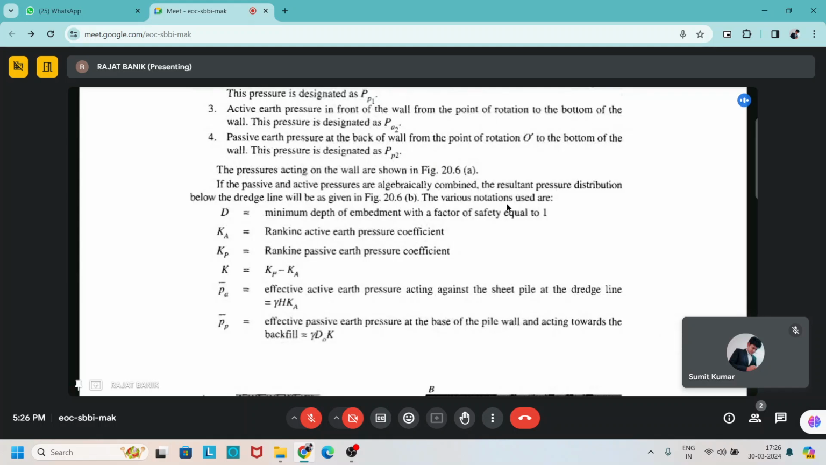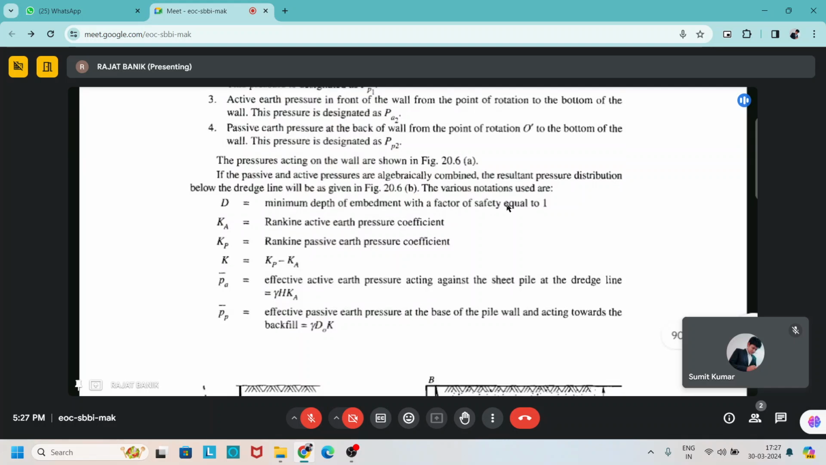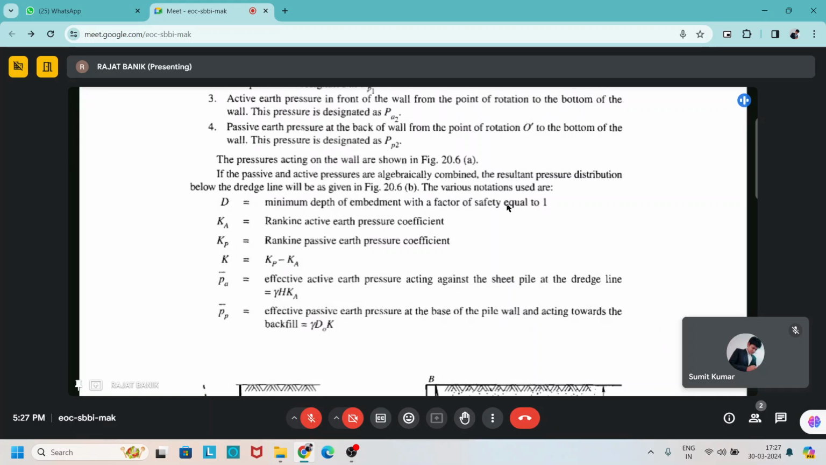Now, if the passive and active earth pressures shown in figure A are algebraically combined, the resultant pressure distribution below the dredge line will be as given in figure B, and the various notations are given. D is the minimum depth of embedment with a factor of safety equal to 1. L is the maximum depth of embedment. Ka is the Rankine active earth pressure coefficient, Kp is the Rankine passive earth pressure coefficient, and K' is Kp minus Ka. Pa bar is the effective earth pressure acting against the sheet pile at the dredge line, gamma H Ka. Pp bar is the passive earth pressure at the base of the pile acting towards the backfill, which is equal to gamma D naught K'.